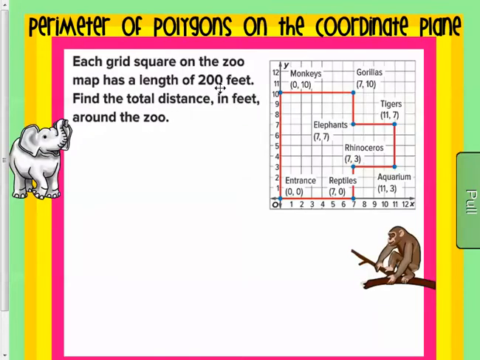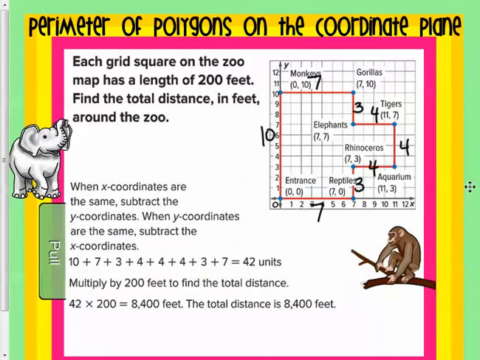Okay, so each grid square on the zoo map has a length of 200 feet. Find the total distance in feet around the zoo. Okay, so let's first map out our perimeter. From here to here is 7. From here to here is 3. From here to here is 4. From here to here is 4. Another 4. 3. This length is 7. And this length is 10. So let's first add them up.